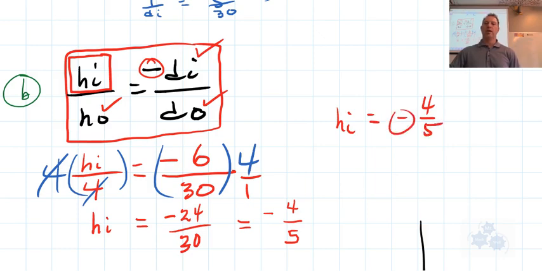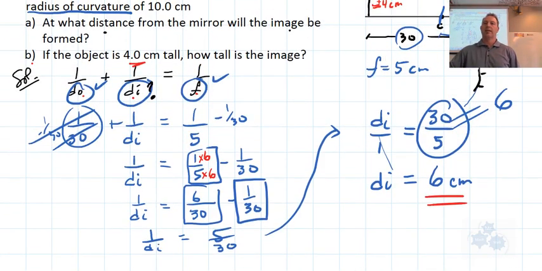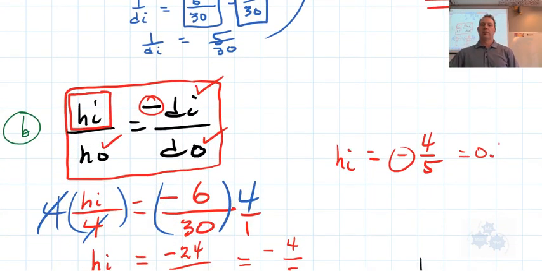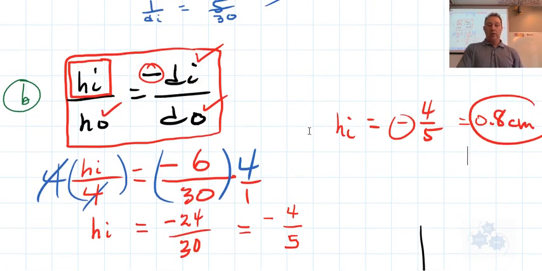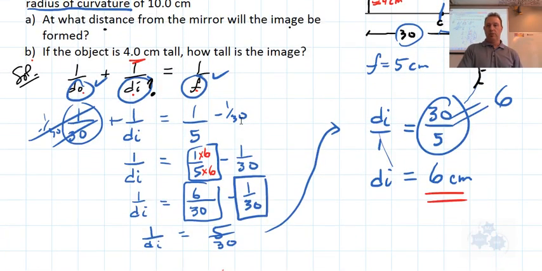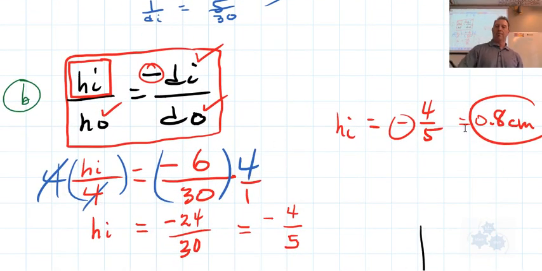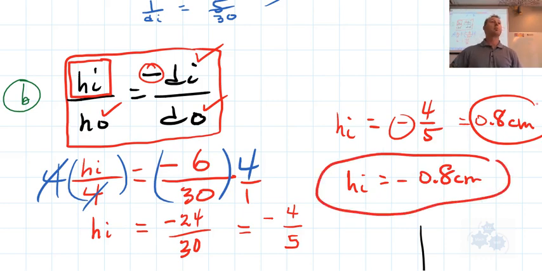So negative means that it is facing downward, right? Negative height. And 4/5 is about 0.8 centimeters. All right. As long as I've done everything correct here, I think we should be good. So 6 there. Should it be negative? Yeah, it's negative, you're right, so let's write that. So negative 0.8 centimeters is the height of the image.